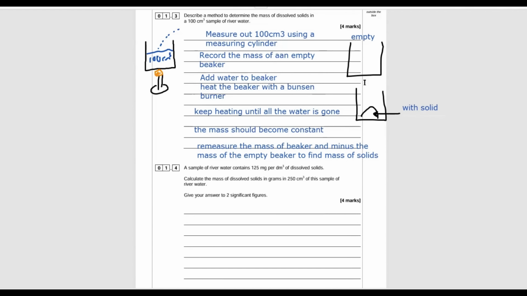You're then just going to minus this from this to find this. So if we take those away, we're going to end up with the mass of the solid, right? And that's what we're explaining there. So there we go. That's going to get us all of them beautiful 4 marks.